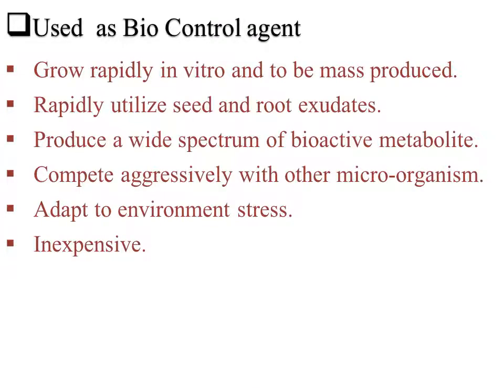It can be used as a biocontrol agent, as it has the capacity to grow rapidly in vitro and to be mass produced in a very short period of time. It rapidly utilizes seed and root exudates, which is a characteristic feature to secrete more auxins, gibberellins and phytohormones at the root zone. It produces a wide spectrum of bioactive metabolites which help to suppress other host pathogens, and competes aggressively with other microorganisms like Fusarium and Pythium in soil.